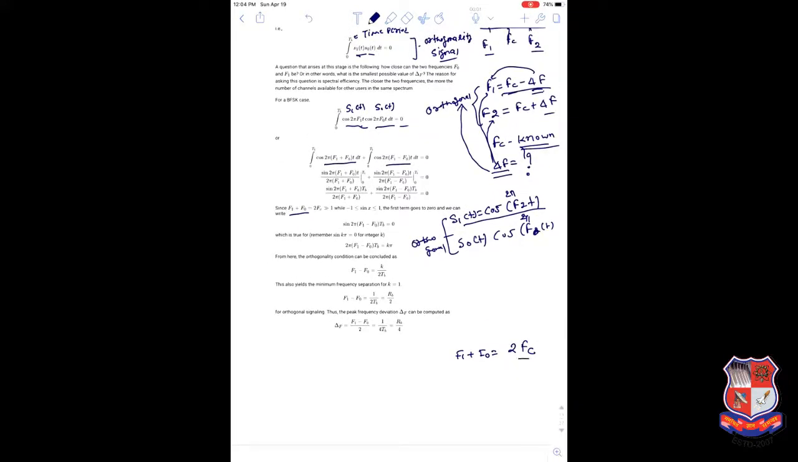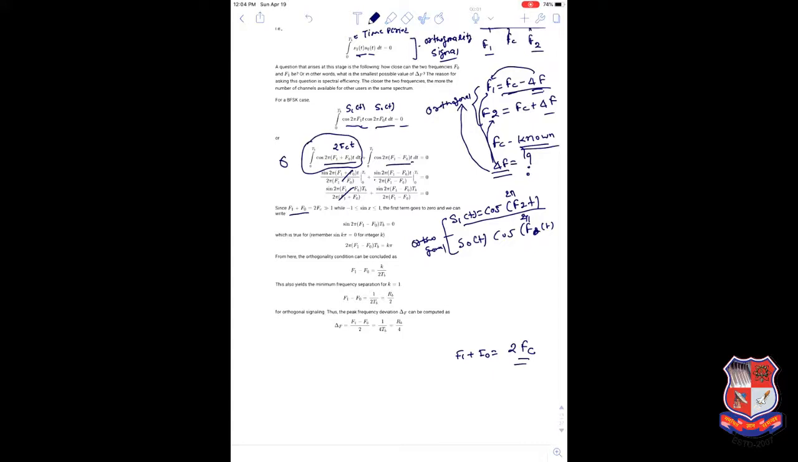Delta f would be cancelled. And if you put here 2FcT, this is the integration for one cycle of cosine. Cosine has the same area in the positive and negative cycle, so this turns to zero. There is no need to write this, there would be a zero. So only one term remains, cos 2 pi (f1 minus f0) t.